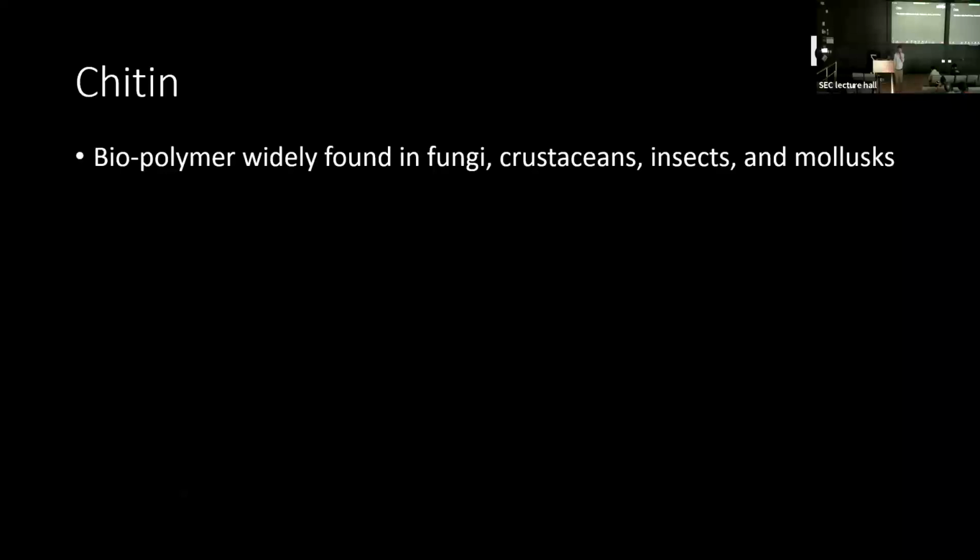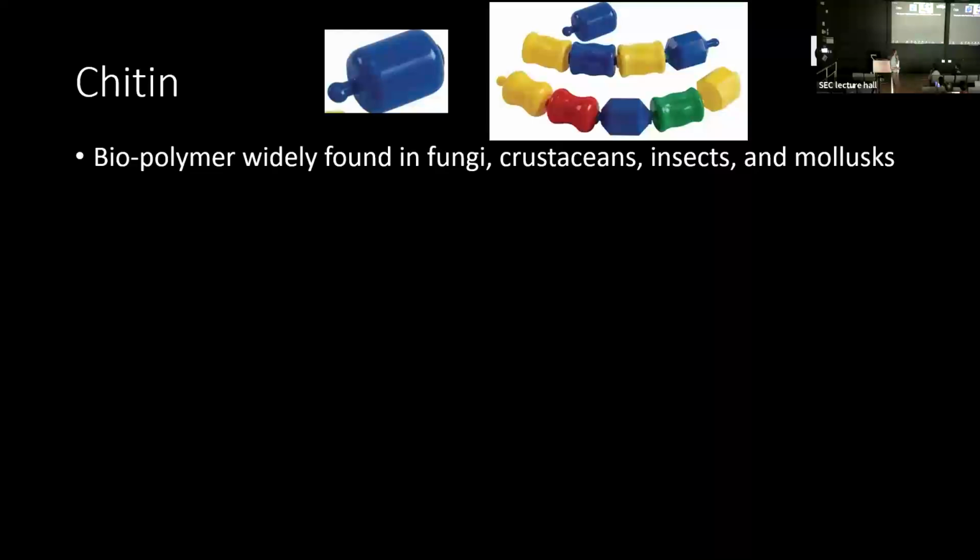Just as one example of the things that come through, Dr. Joel Sohn is interested in chitin. It's a biopolymer that's widely found throughout the animal kingdom, everything from fungi to crustaceans and insects and mollusks. A polymer is like these kids' toys. If you have one unit, you call it a monomer, but you can click them together to make chains. That would be called a polymer.